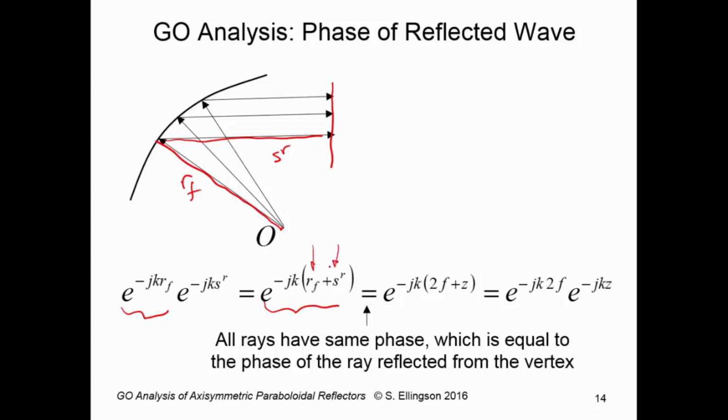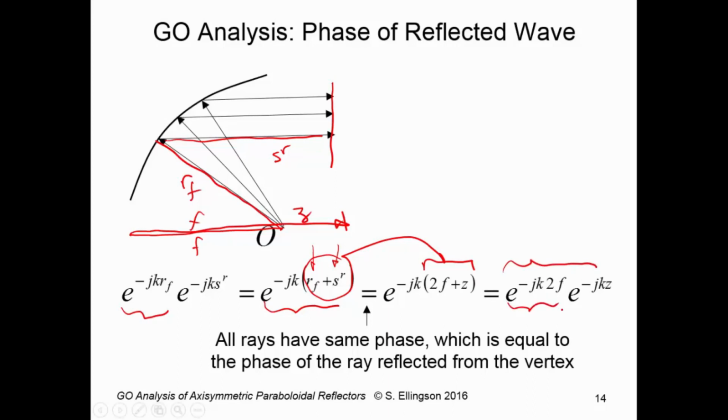These two distances should be different, but if this is a plane wave on reflection, the sum should be equal, right? And if it's equal for every ray, it's also equal for the ray which goes to the vertex and comes back out directly this way. And that distance is f plus z. So we can replace this with 2 times (f plus z). And then we'll sort this out so that we've written it as the product of e to the minus jk2f, that's a constant because it depends only on the focal length, times e to the minus jkz, which is a more traditional looking phase factor.